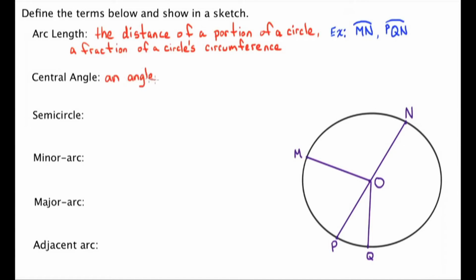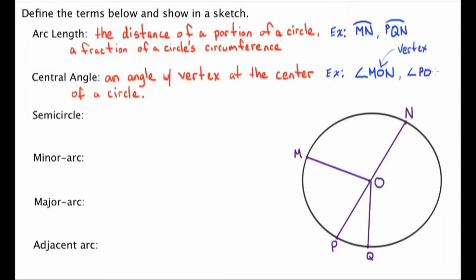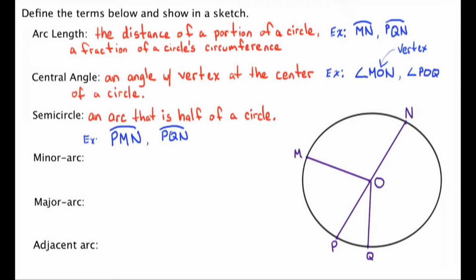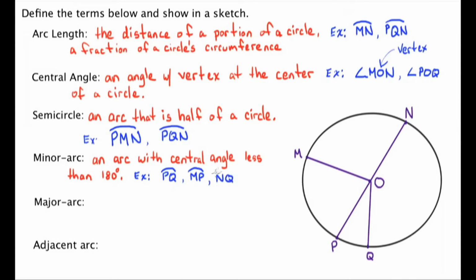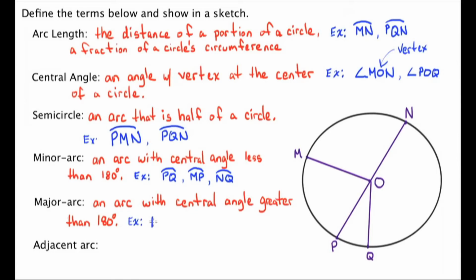Central angle is an angle with a vertex at the center of a circle, like angle MON or angle POQ. A semicircle is an arc that is half of a circle, like arc PMN and PQN. A minor arc is an arc with a central angle less than 180 degrees, like arc PQ or arc PM or arc NQ. A major arc is an arc with a central angle greater than 180 degrees, like arc MNQ.